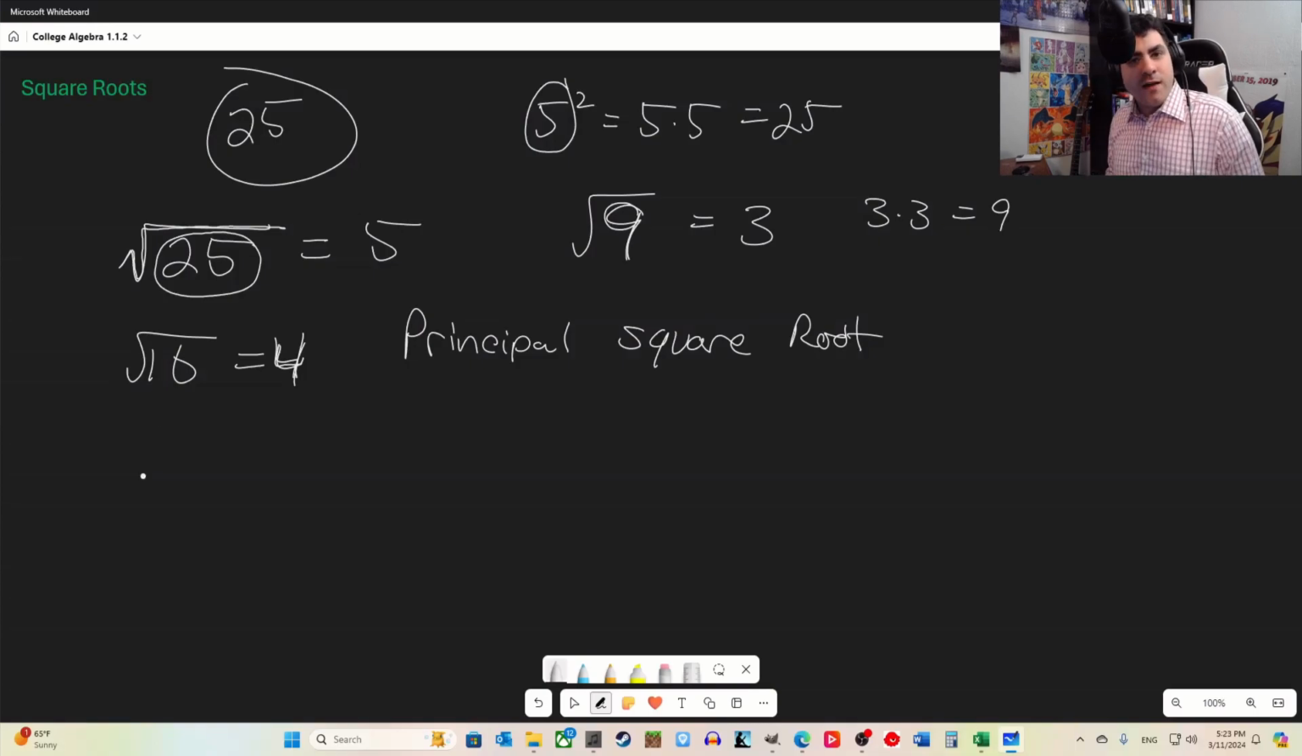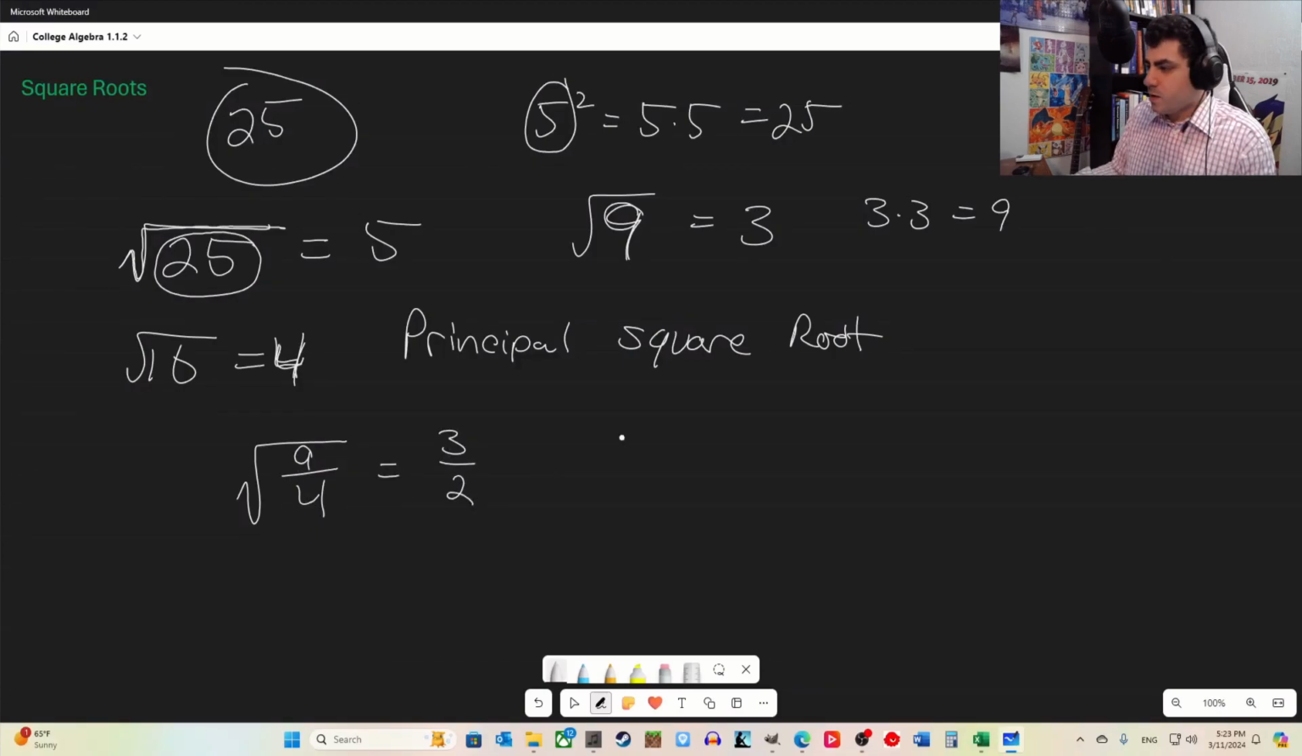And just like with exponents, say we had a square root that had a fraction inside of it. Say we have 9 divided by 4. What is the square root of 9 divided by 4? You would solve it just like we did with the exponent. This would give us 3 divided by 2. The square root of 36 divided by 49.